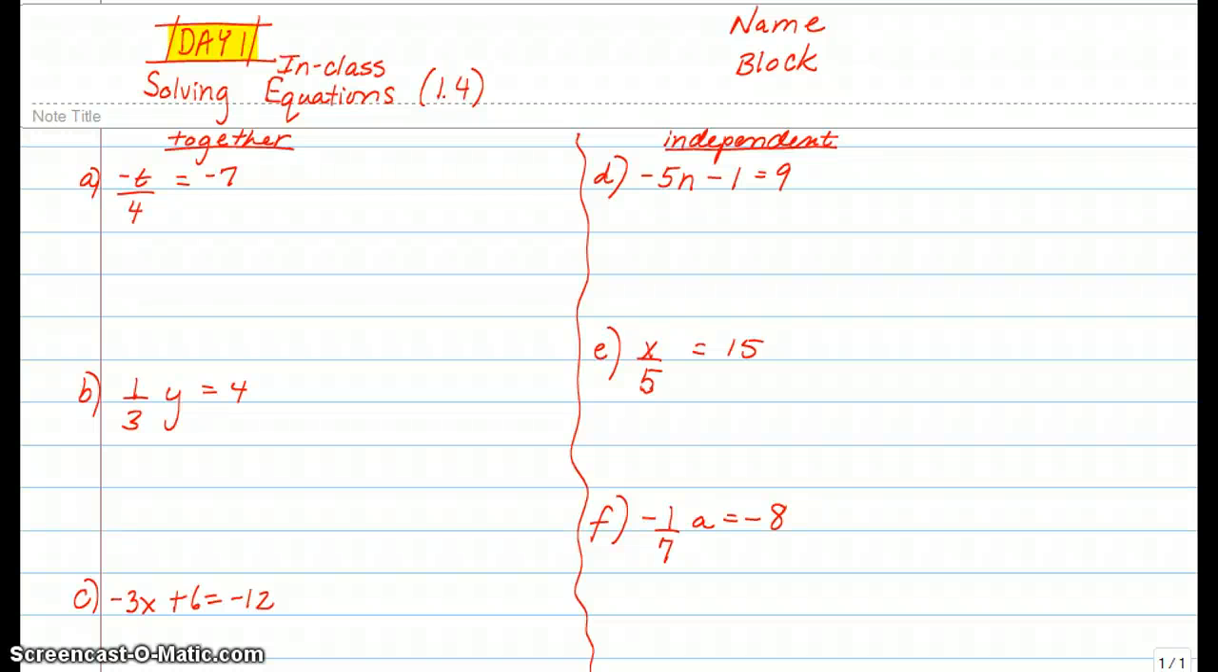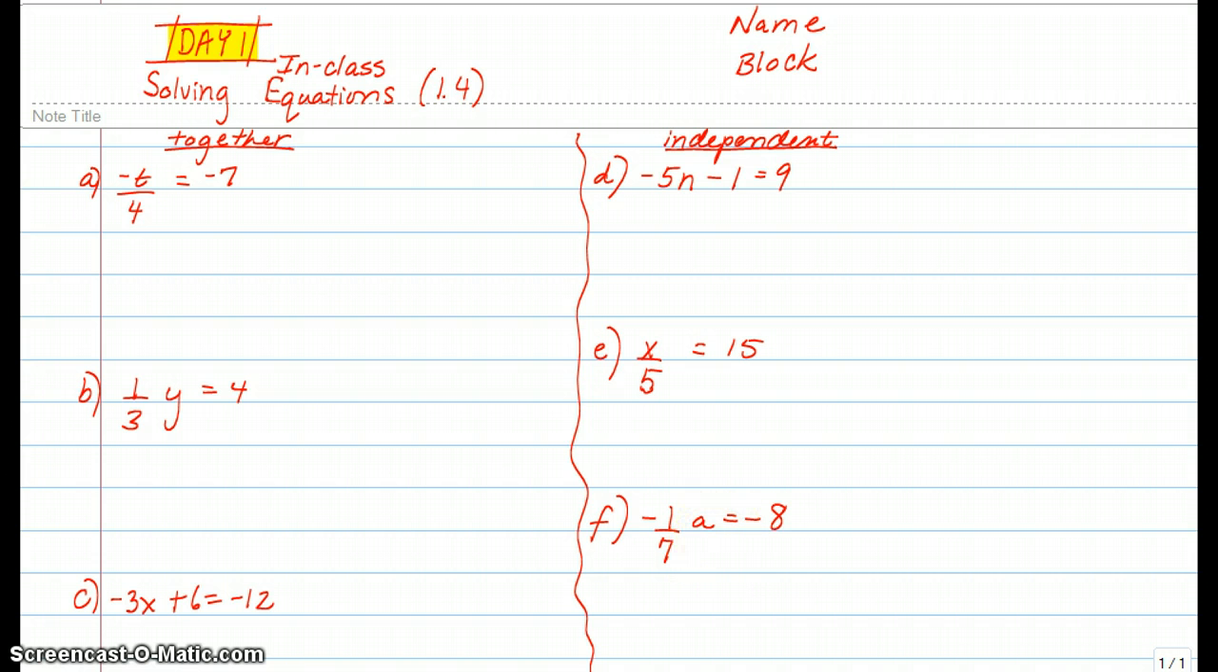Okay, this is day one of the in-class solving equations work. This is from chapter 1.4. So we're going to do A, B, and C. I'm going to do A, B, and C for you. You're going to write it down on the left side of your paper. And then I'm going to have you do D, E, and F. If you've been absent, you're going to want to bring those in and show them to me so that you can get credit for it.